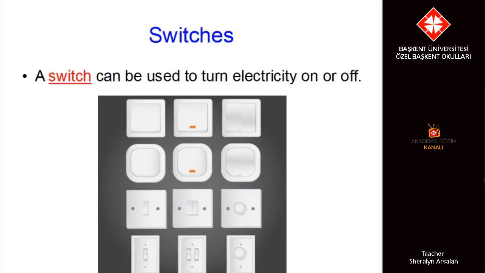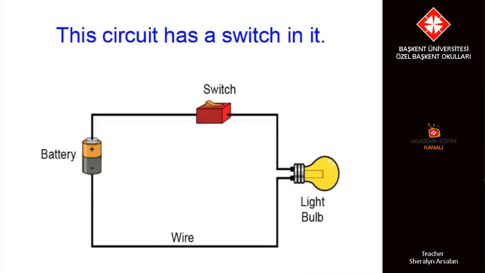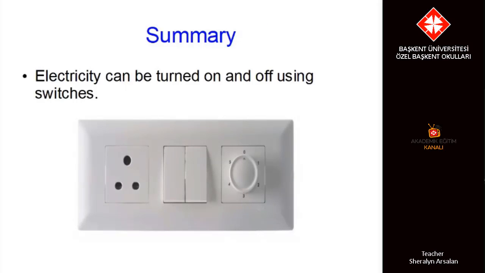Switches. A switch can be used to turn electricity on or off. There are many different types of switches. This circuit has a switch in it. Can you see? So we have a battery, a switch, a light bulb, and a wire. The switch allows us to turn the electricity on and off. Electricity can be turned on and off using switches.